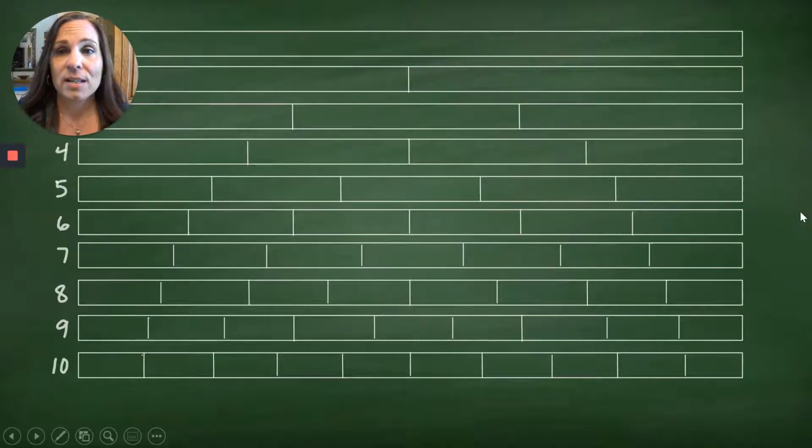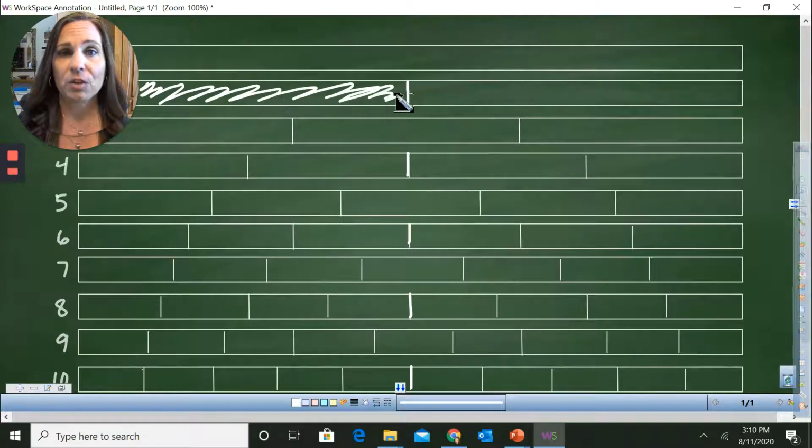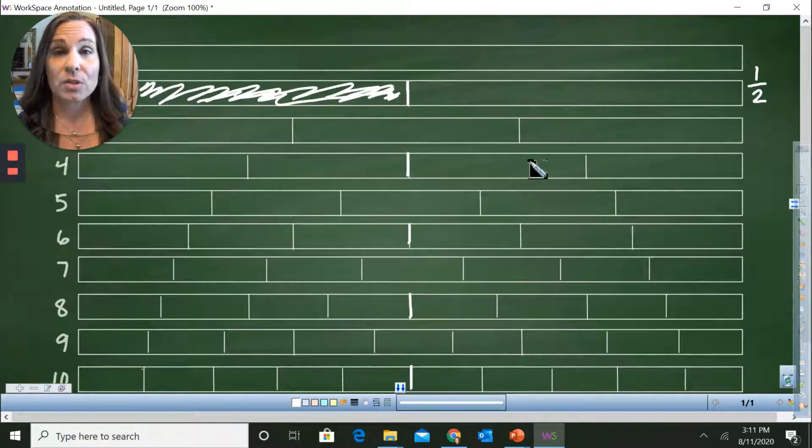So we see that we can cut this strip in half here. That's our halfway point. And we can see that we can follow that down and we can find half on all of these strips, right? So the strip here where we can find half, if we shade in 1/2, we're shading in 1 out of 2 pieces. The next strip that we can find 1/2 is the 4ths strip.